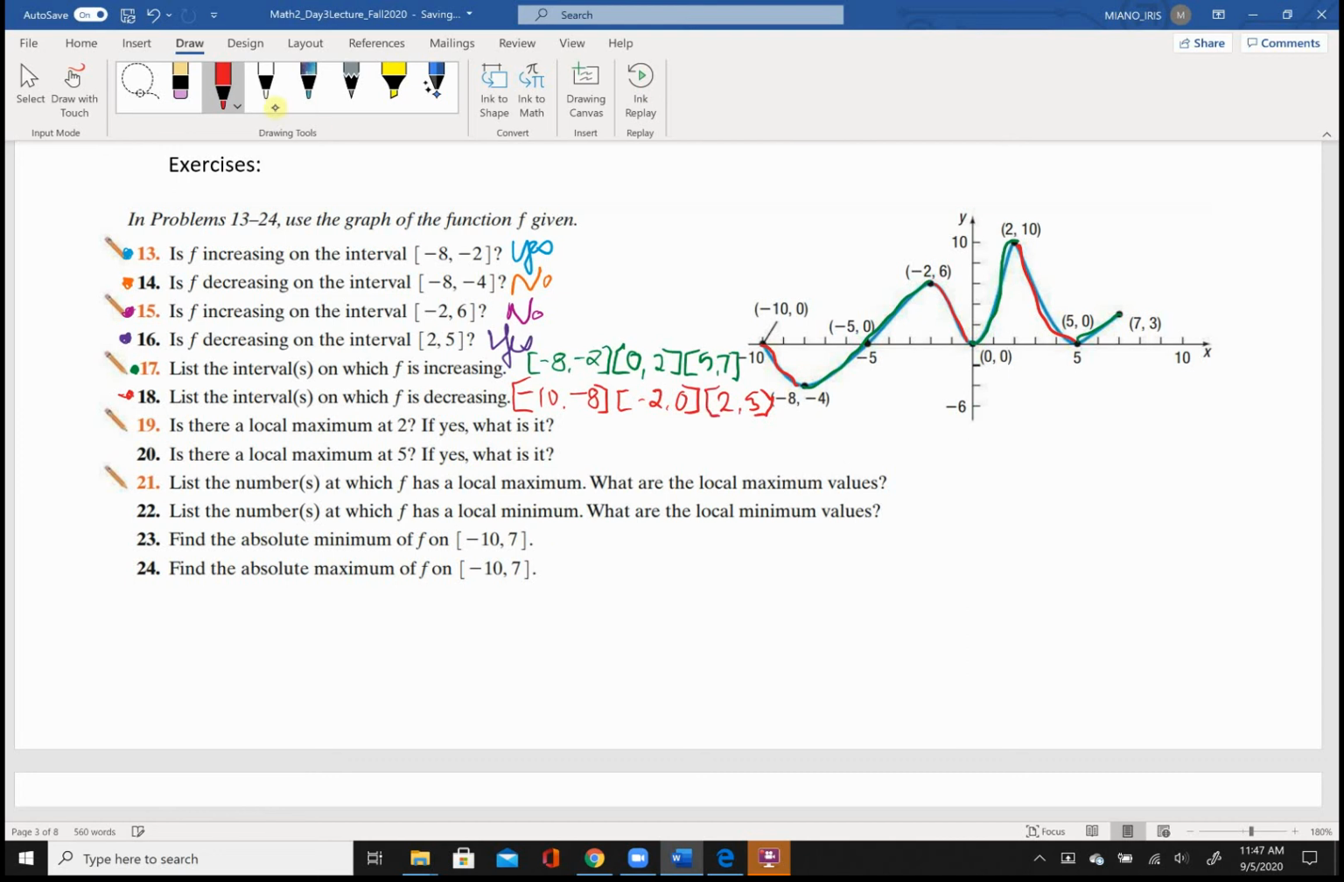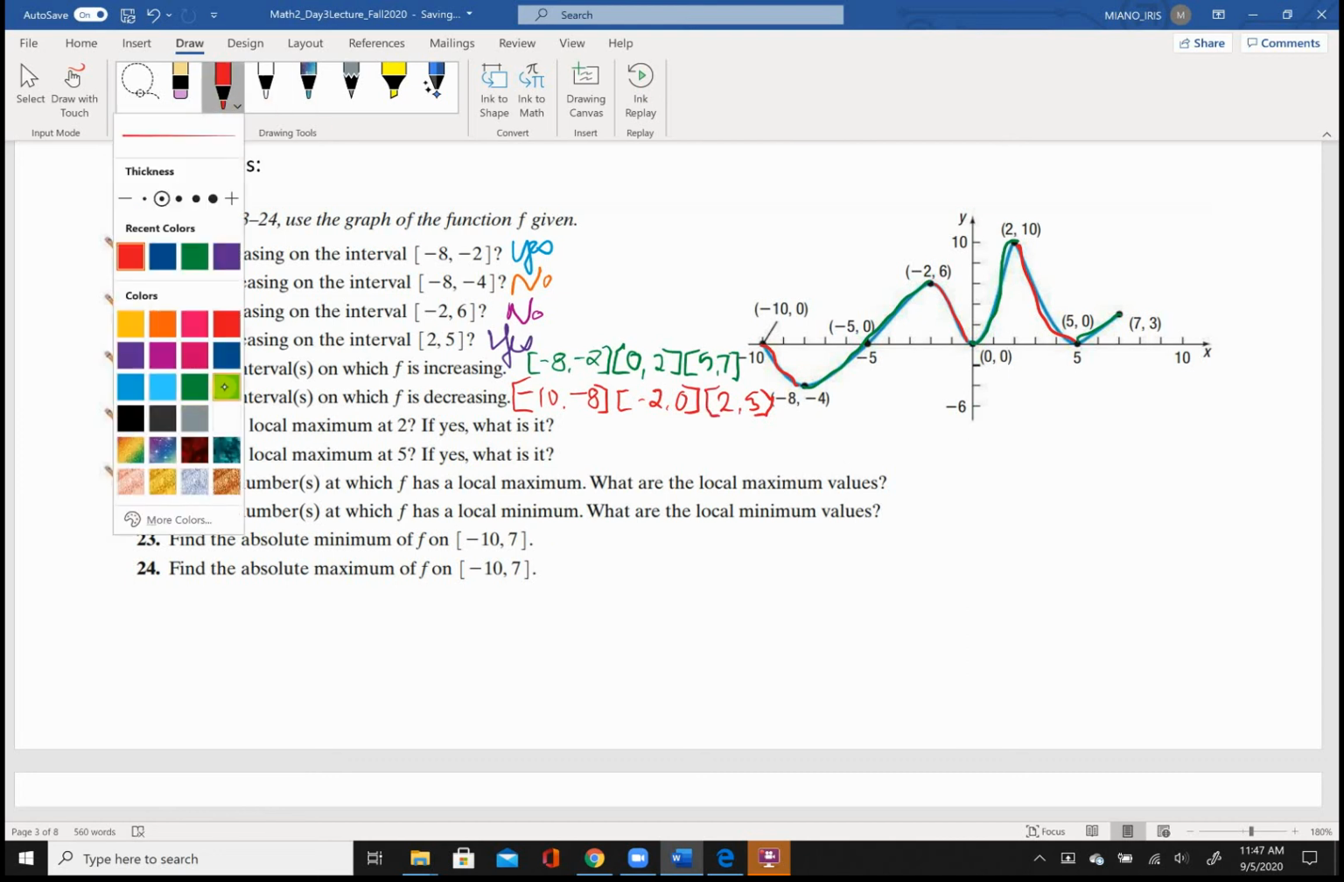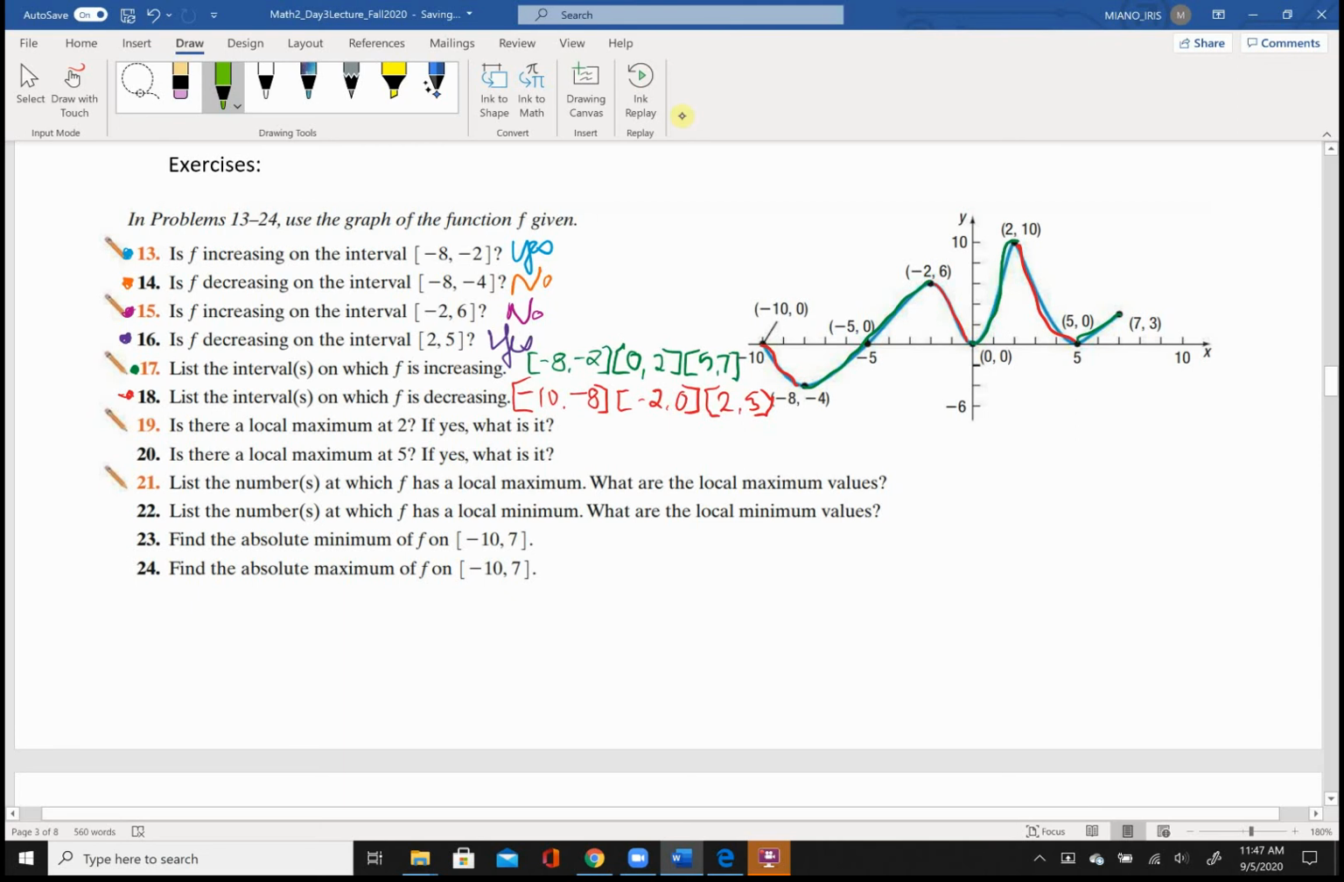Cool. All right. Moving right along, we'll do the light green next. Is there a local maximum at 2? If yes, what is it? Okay, local maximum at 2. Let's go to 2. Yeah, it looks like that is indeed a local maximum. And what is the value at that local maximum? It's 10, the output. So I would say yes. I'm going to circle it and go yes at 10.